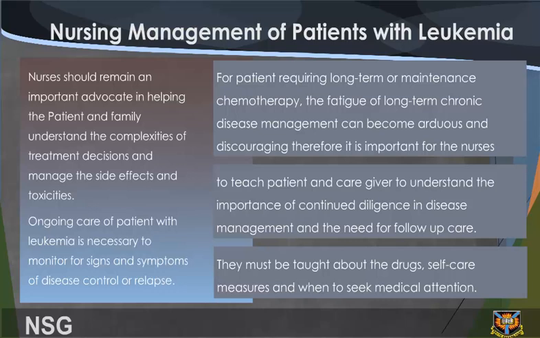Ongoing care of patients with leukemia is necessary to monitor for signs and symptoms of disease control or relapse. For patients requiring long-term or maintenance chemotherapy, the fatigue of long-term chronic disease management can become arduous and discouraging. Therefore, it is important for the nurses to teach patients and caregivers to understand the importance of continued diligence in disease management and the need for follow-up care. They must be taught about the drugs, self-care measures, and when to seek medical attention.